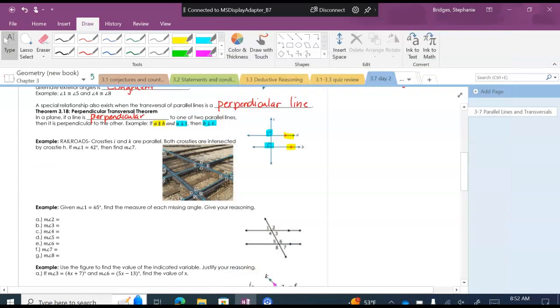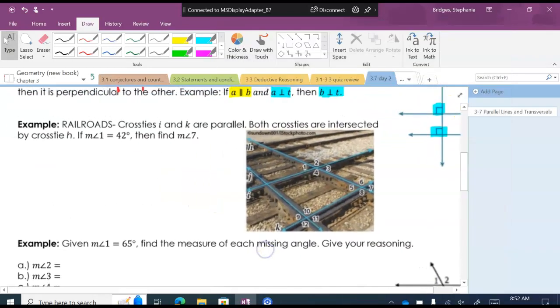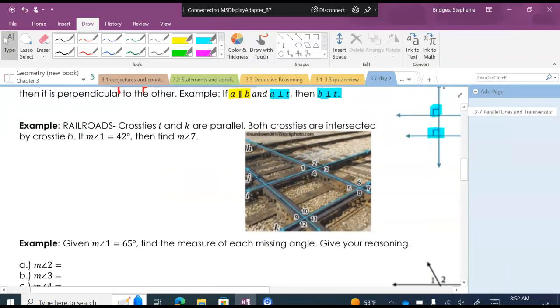All right, let's take a look then at this picture. Can you see the numbers in that picture? That's kind of hard, but it says cross ties. Everybody knows what a cross tie is, right, on a railroad track? The little things that the train runs on. Okay. I and K are parallel. I is going to be the one right here. K is the one at the bottom. It says that they are parallel, and both cross ties are intersected by H.